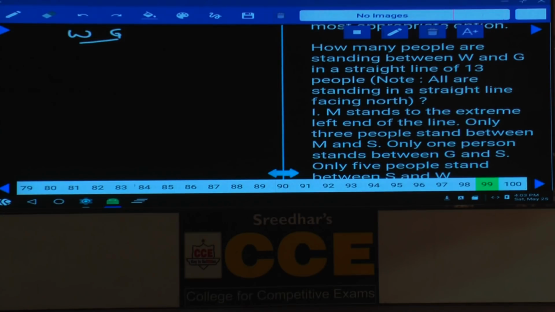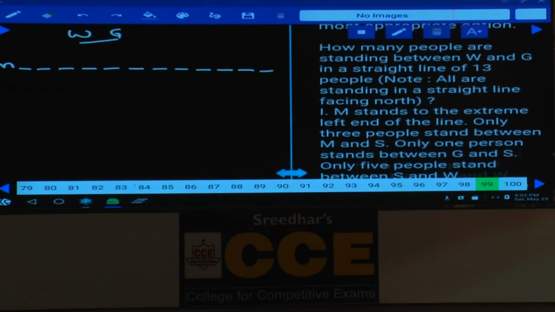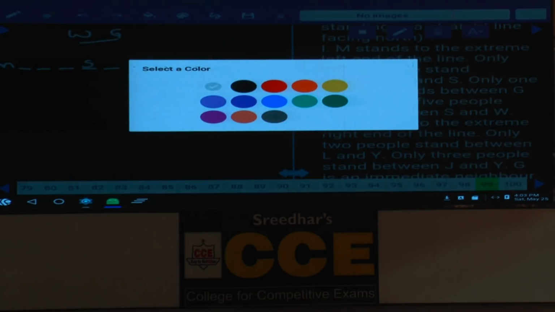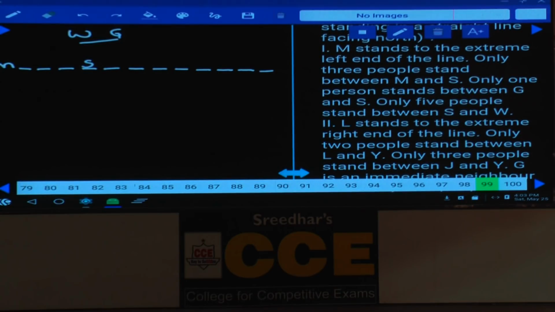M stands at the extreme left hand of the line. M is here, and the remaining persons are 2, 3, 4, 5, 6, 7, 8, 9, 10, 11, 12 and 13. Only 3 people between M and S, S is here. Only 1 person between G and S, so G can be here or here. There are 2 possibilities. And only 5 in between S and W, so 1, 2, 3, 4, 5, W is here.